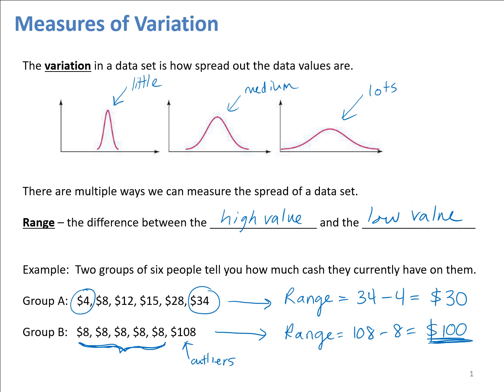So even though 5 of these 6 people had the same amount of cash, so there was no variation, because of that one outlier, our range ends up looking really high. So if you only look at range and you happen to have an outlier, that range may skew your image of how spread out the data is. Officially, that data is spread out, but it's spread out because of just one data value, not the others. The others were all tightly packed at 8.